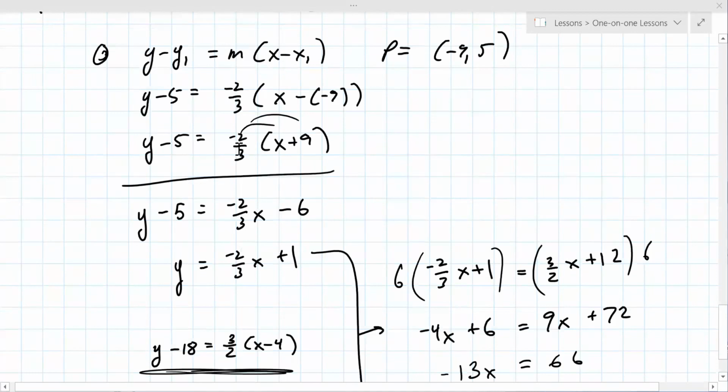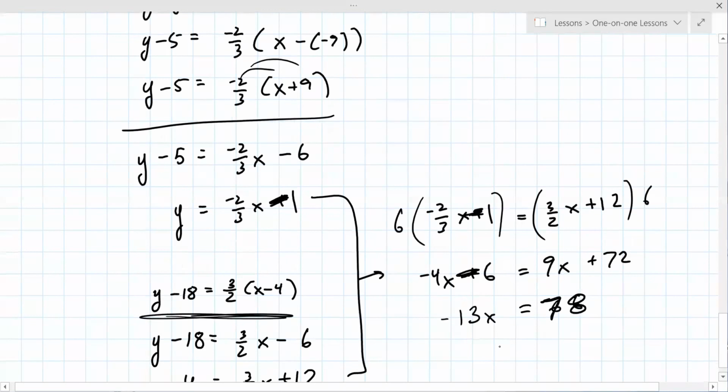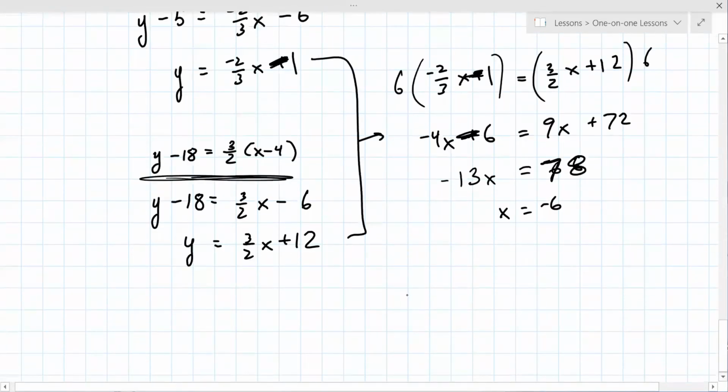Minus 5, minus 2/3 x plus minus 6. Oh, there it is. That should be a minus 1. And that changes that to a minus 1, changes that to a minus 6. That makes that 78. And then it works out that x equals minus 6. All right, so now y is 3/2 times minus 6 plus 12, and that reduces to 3.